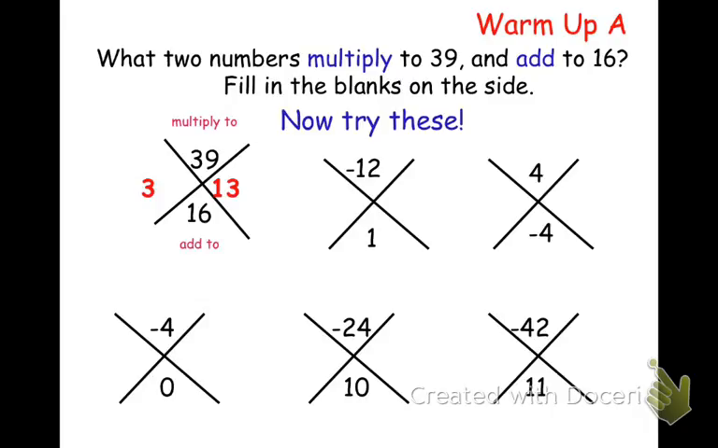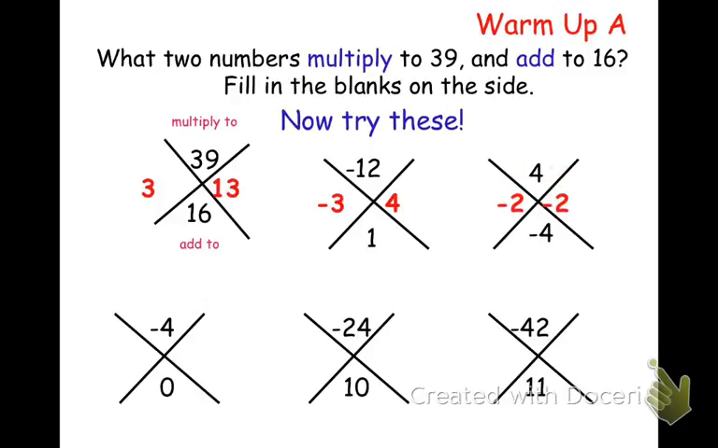Number 1, what are you getting? Okay, Sebastian, what's number 2, the next one? 4 and negative 3. Okay, the next one. Hannah? Negative 2 and negative 2. Add to negative 4. That's correct.